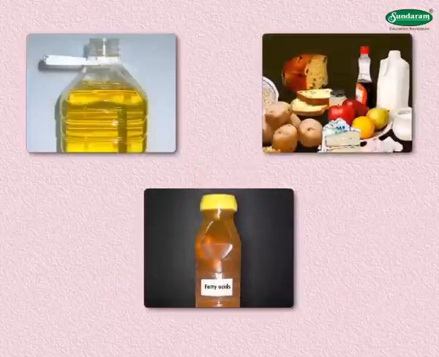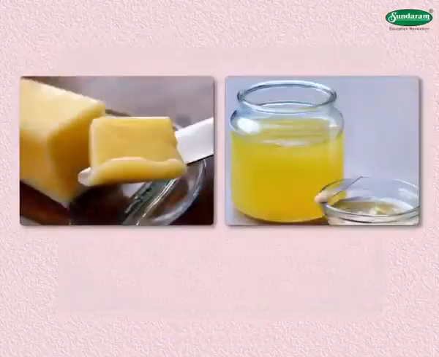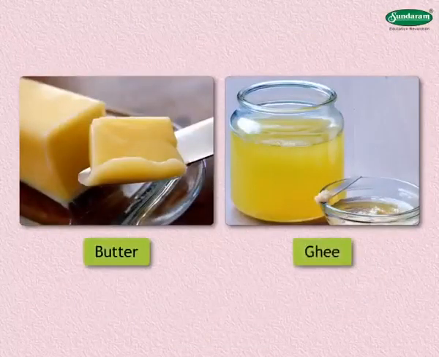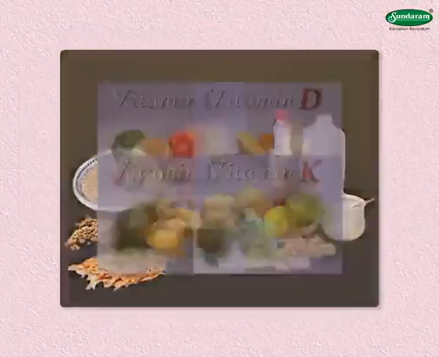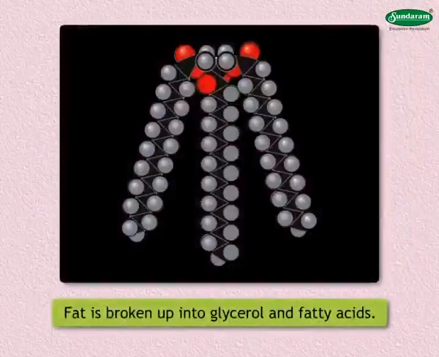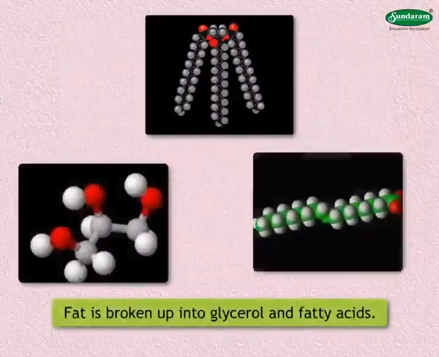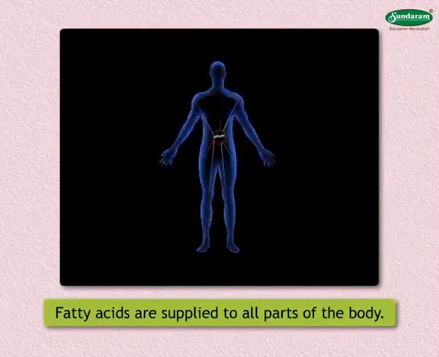We get fatty substances like oil, fats, fatty acids, etc. from oil seeds. Butter and ghee are also fats. Digestion of fats generates energy. Fats also provide some vitamins. During digestion, fat is broken up into glycerol and fatty acids. Fatty acids are supplied to all parts of the body through the blood and are used for producing energy.